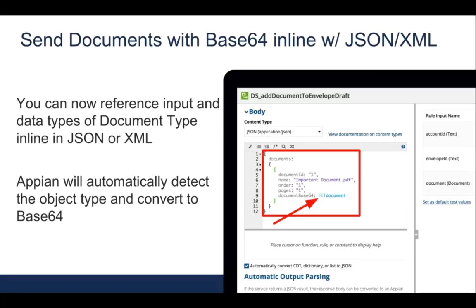So here I just said RA-bang document, which happens to be one of my rule inputs right here. It will recognize that that field, if it's in a data type as well, is a document type and automatically cast that to a base64 string. So you do not need to download the plugin to convert to base64. We will automatically do a base64 conversion by recognizing document objects when it's inline in JSON or XML and casting it to a base64 string.